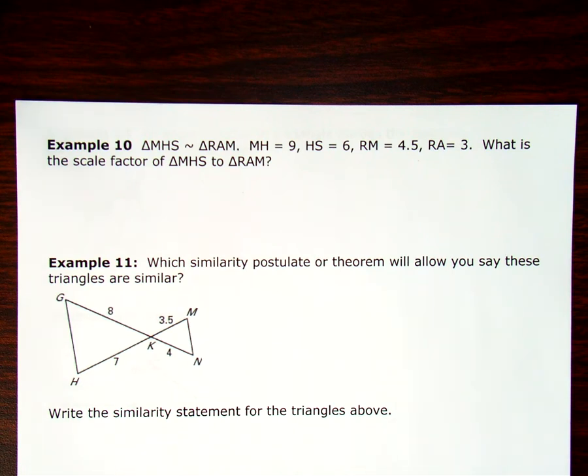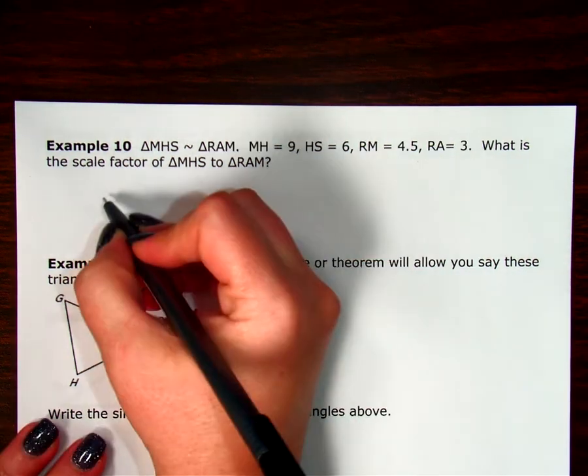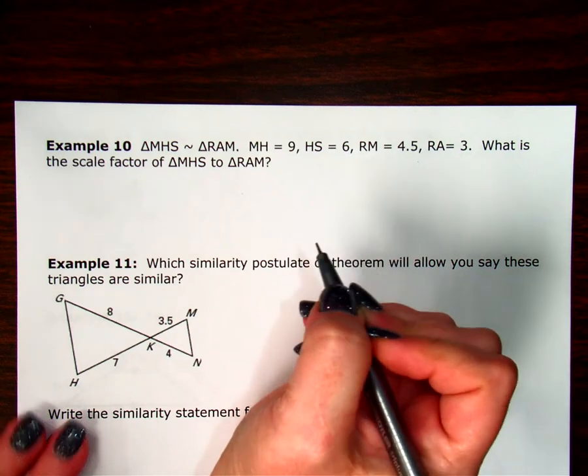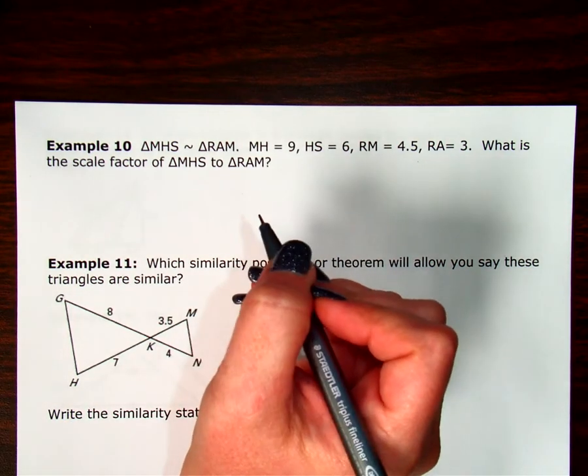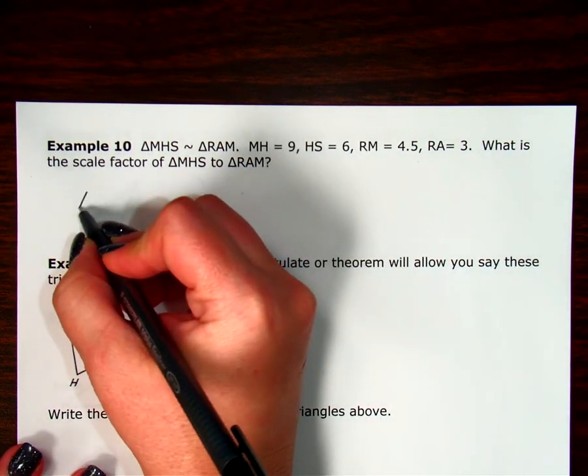Okay, number 10, triangle MHS is similar to triangle RAM. MH is 9, HS is 6, RM is 4.5, and RA equals 3. What is the scale factor of MHS to RAM? First thing I'm going to do is sketch myself a picture, although you probably really don't have to sketch a picture in this one, but a picture is always going to make things easier. I don't know exactly what it's going to look like to scale, and that's okay.